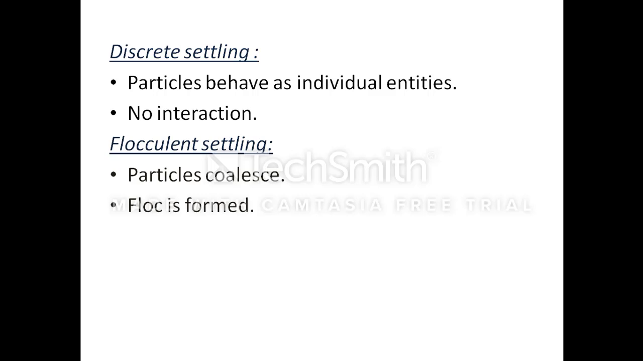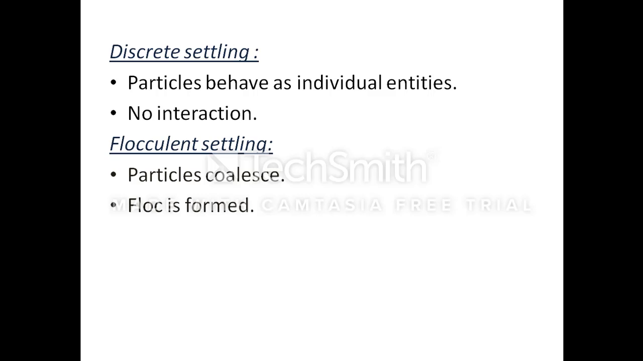Type 2 settling, or we can say the flocculent settling. In this settling, particles coalesce and make a flock. The mass of particles increases and they settle down faster. If the concentration of suspended particles is more, there is more chance that they come in contact with each other. So they may easily form the flocks and settle down more easily.